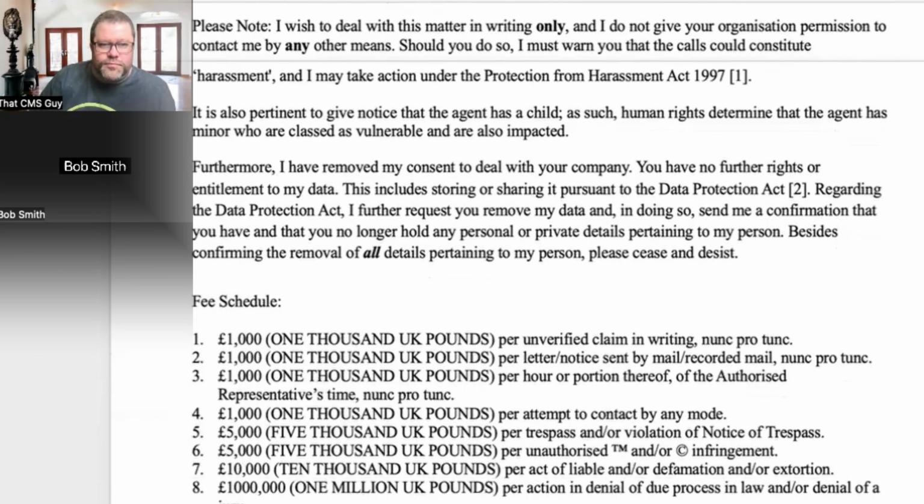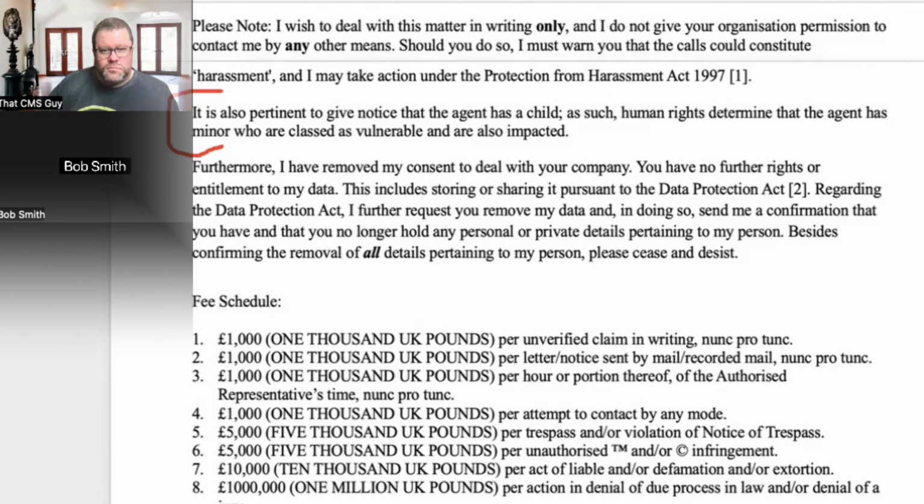Okay, so this part here, again, there's another personal part. I've got children at home, so I've also put that in there. And I put, look, there's a child here who's also got human rights.